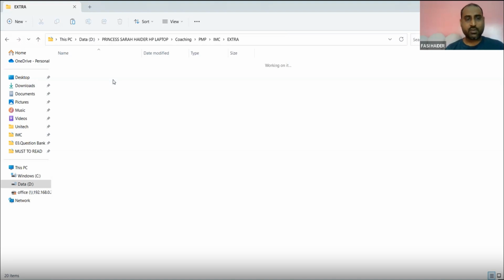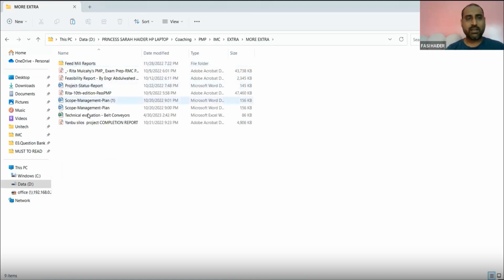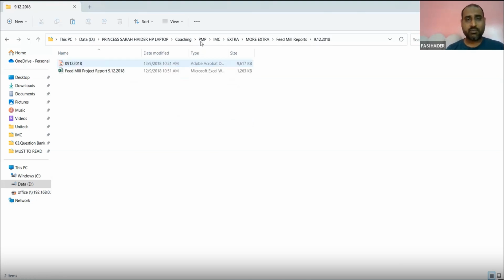What is extra? This software extension to the PM book guide, project management plan, project charter, PM question bank. These are extra. If you have time, read it. If you don't have time, don't read. In extra, I put more extra: the scope management plan, technical evaluation, some of the things that I discussed, feasibility report, project completion report, feed mill reports. I have put some reports like this. These are just good to know. So all the things are divided here.